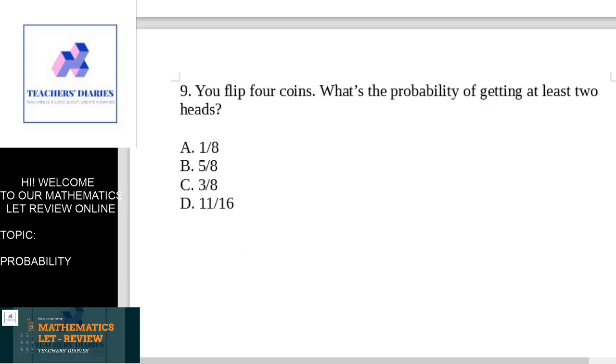Number 9. You flip 4 coins. What is the probability of getting at least 2 heads? A. 1 over 8. B. 5 over 8. C. 3 over 8. And D. 11 over 16.